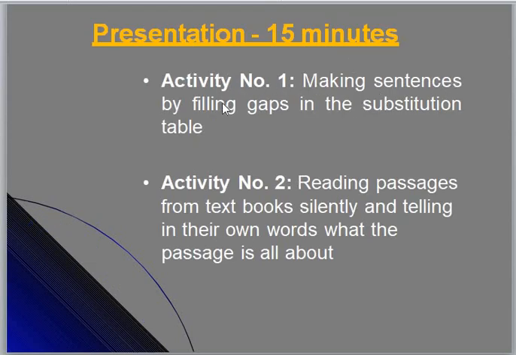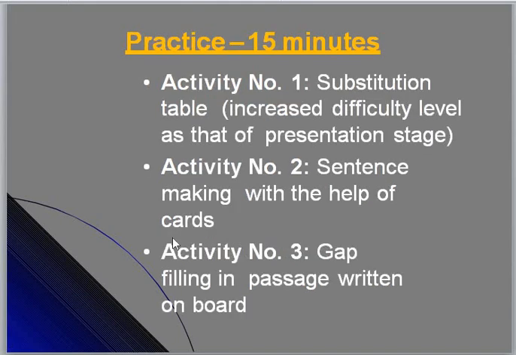Activity number 1, making sentences by filling gaps in the substitution table. Activity number 2, reading passages from textbooks silently and telling in their own words what the passage is all about. So this activity can be employed just to evaluate the reading comprehension of the student. For instance, you can employ such types of activities, and you can mention the time duration. Activity 1, substitution table, with increased difficulty level compared to the presentation stage. Activity number 2, sentence making with the help of cards, gap filling, and a passage written on the board.